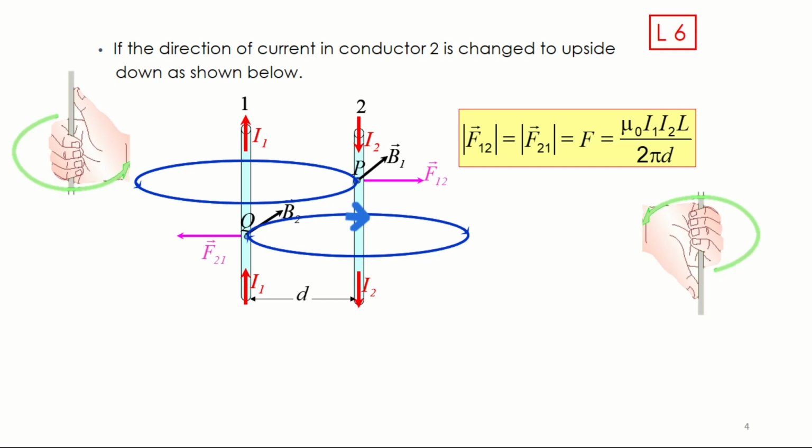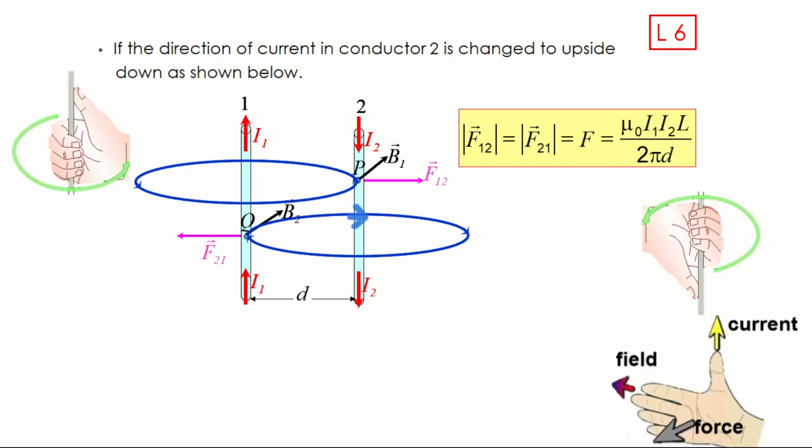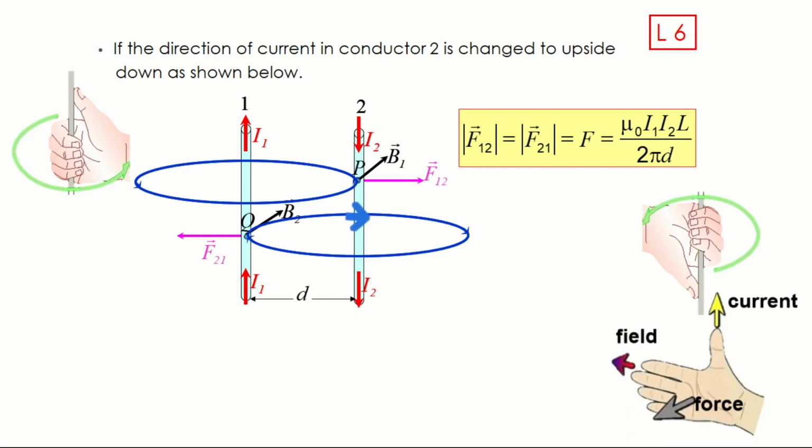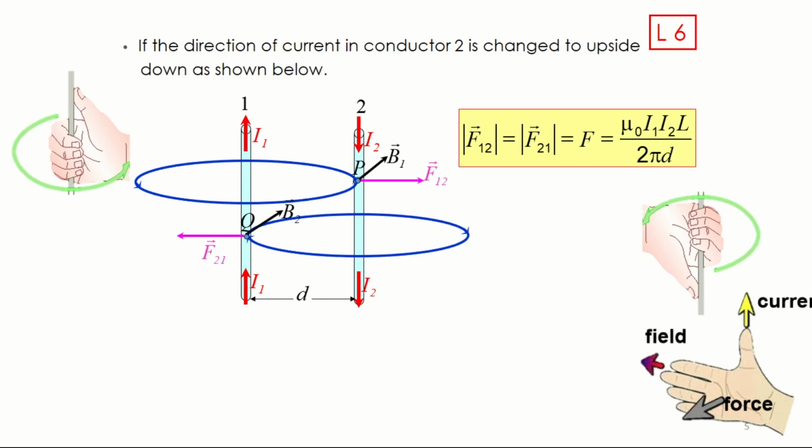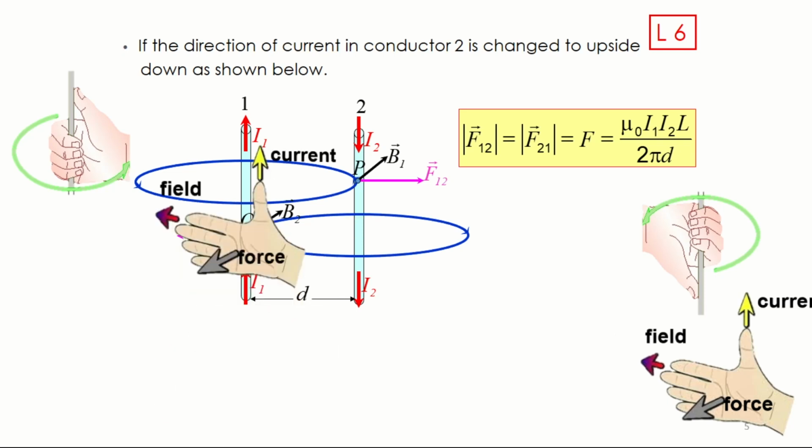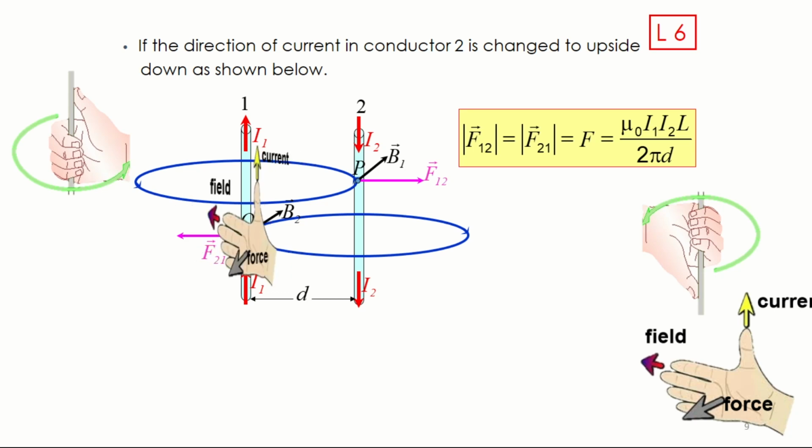And then to determine direction of force F12 and F21, we can apply the right hand palm rule. We apply it at point Q. Direction of current I1 is upward and direction B2 is into the page. So you can determine the direction of force F21 here is to the left. So we can label it F21.